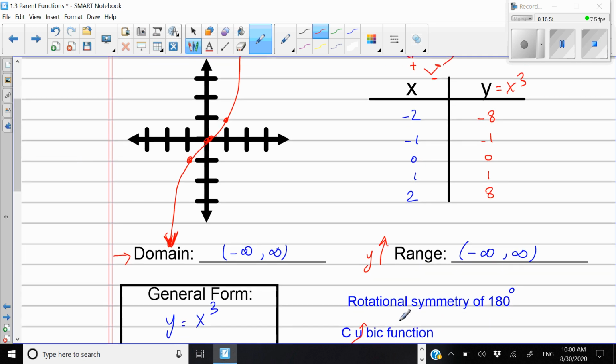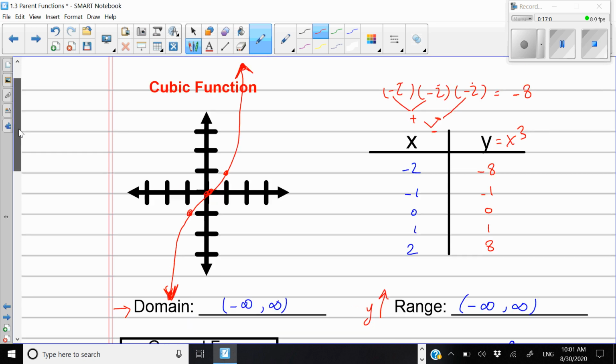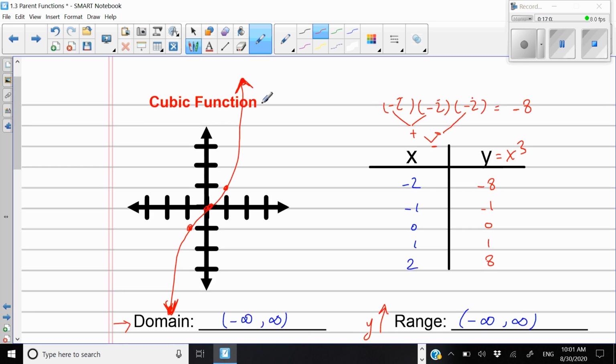We have a rotational symmetry of 180. That means if I rotate this graph 180 degrees, it's going to match the original. So I'm going to show that to you.